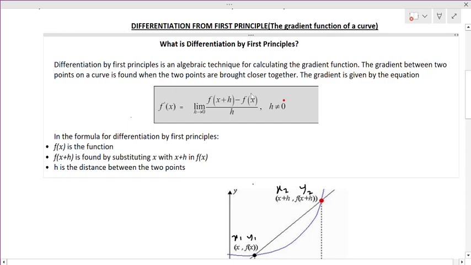And f of x is always given to you. Now, f of x plus h is found by substituting x with x plus h in f of x. So if you have f of x, then what will be f of x plus h? You just do substitution. You substitute x with x plus h so that you get your f of x plus h, and h is the distance between the two given points.